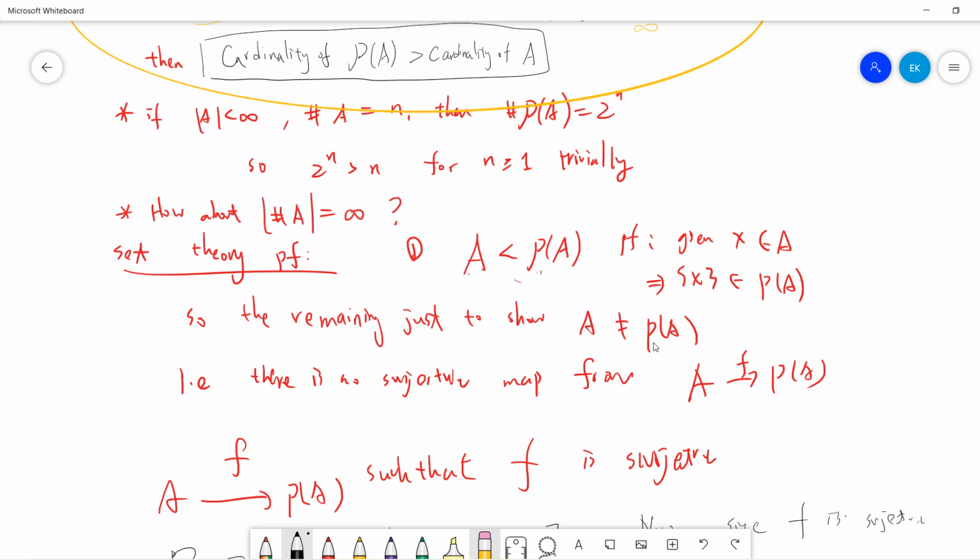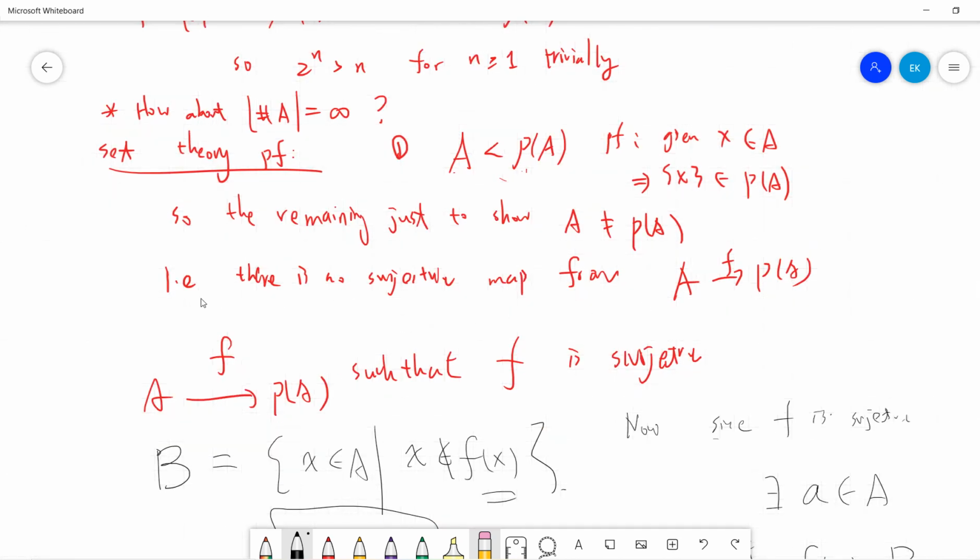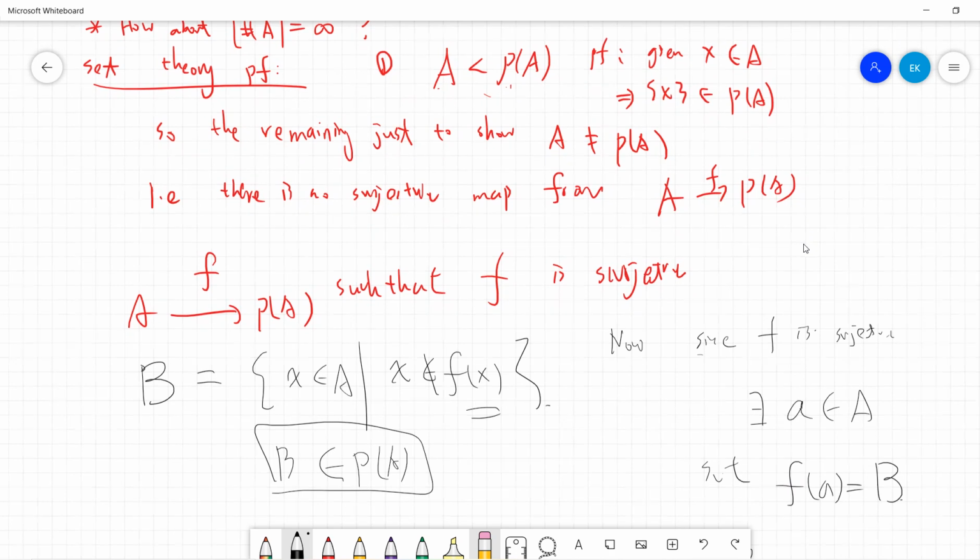Then we want to show they cannot be the same. Then it will directly imply that P(A) is greater than A. So the idea is that there is no surjective map from A to P(A). That means they cannot be the same. Okay, so the proof is so interesting.